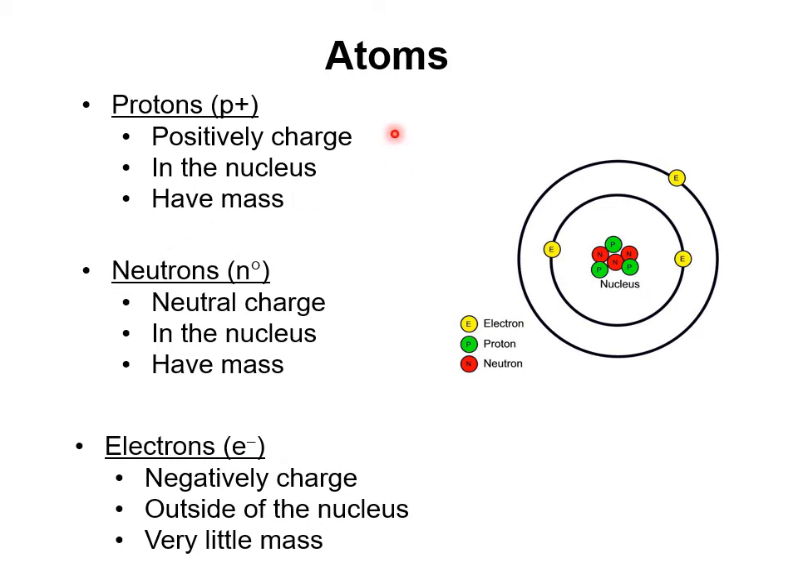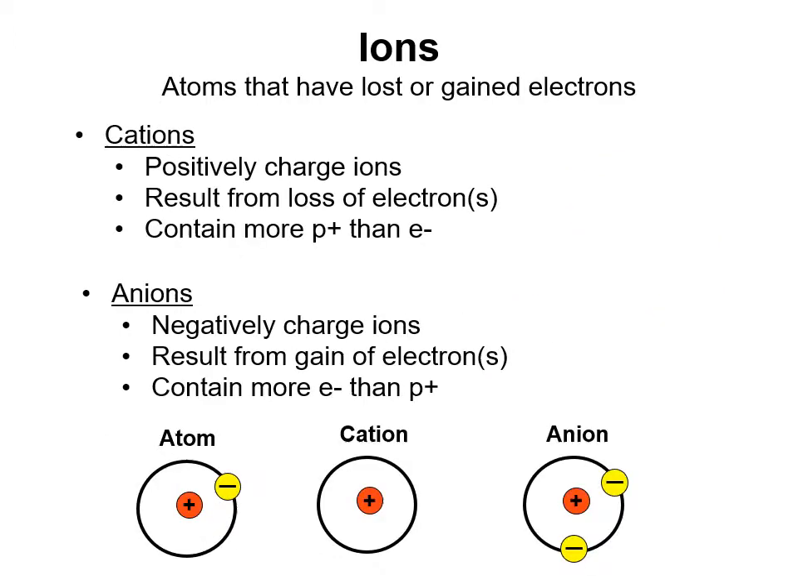So like we said, protons are positively charged, and they're located in the nucleus, and they have mass. Neutrons are neutral, they're in the nucleus, and they have mass. Electrons are negatively charged, they're outside of the nucleus, and they have very little mass.